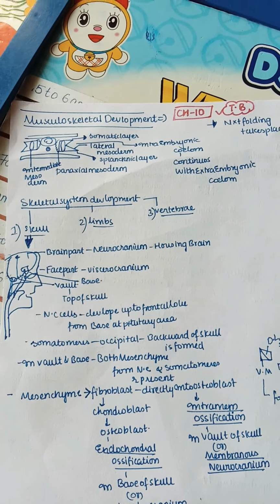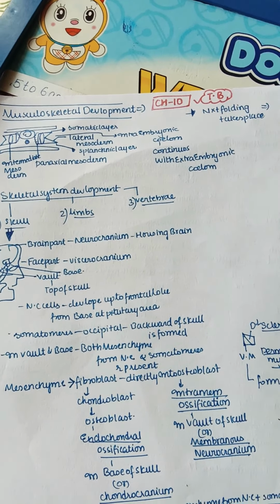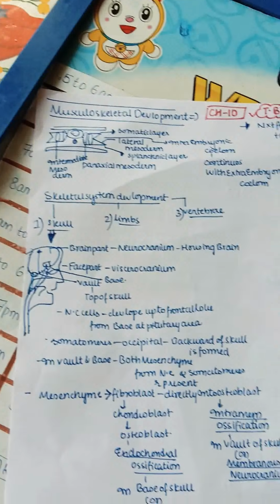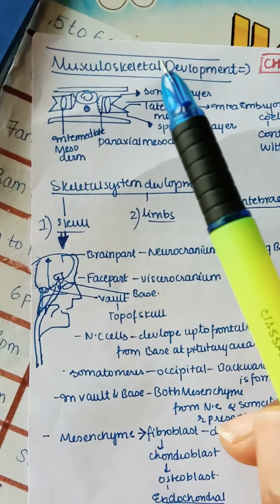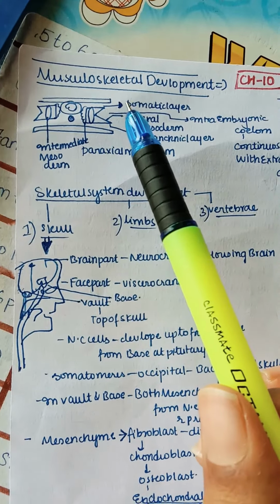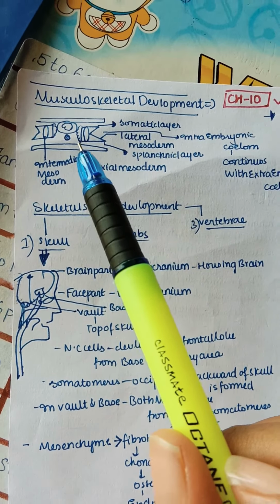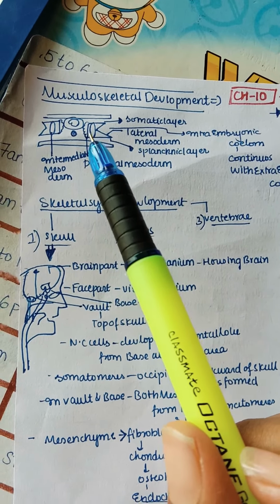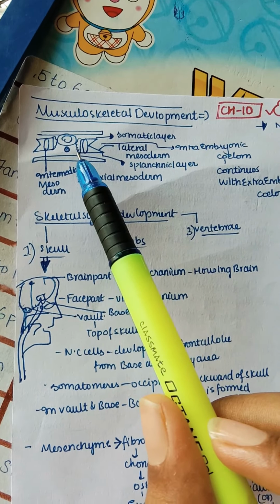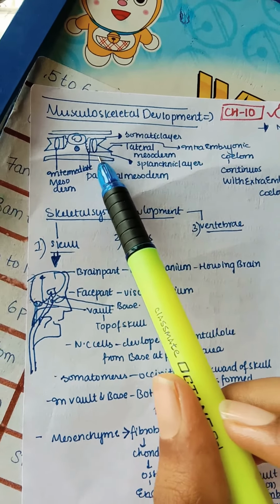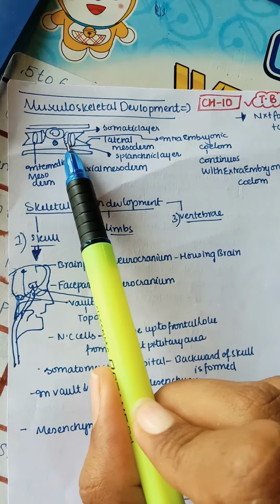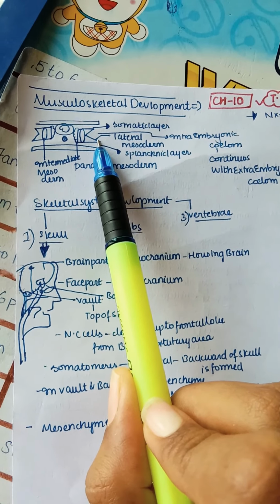Now we are at musculoskeletal development, that is chapter 10 according to our textbook. So we know till trigeminal disc, we have outer ectoderm, middle mesoderm and endoderm, and by this time we know our intraembryonic mesoderm is divided into paraxial mesoderm, intermediate mesoderm and lateral mesoderm. So this is the paraxial, this is the intermediate, and this is the lateral.